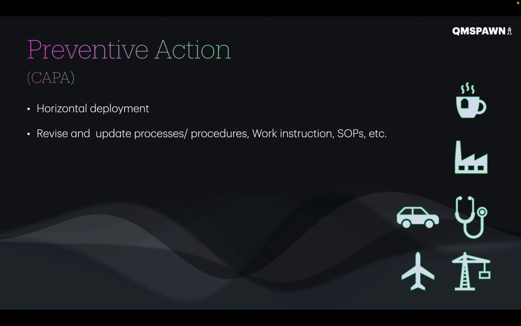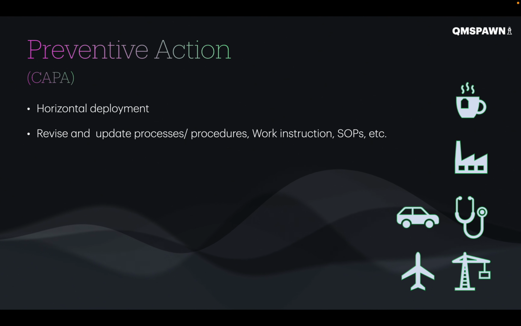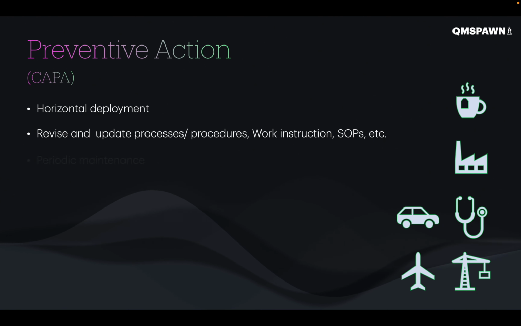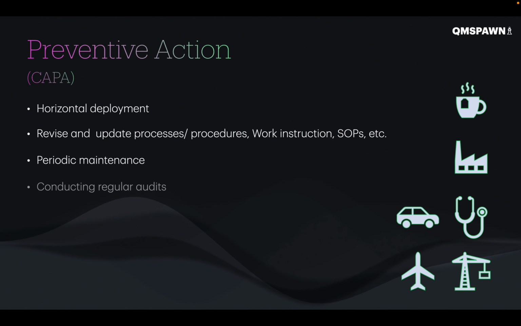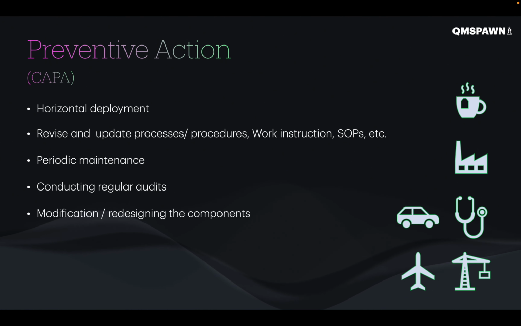Similarly, look at updating the procedures, work instructions, SOPs, and distribute those updated documents to respective people to follow. Also, some preventive actions can include regular audits of the processes, periodic maintenance, and in particular cases, you may need to think of modification or redesigning of your components, right?